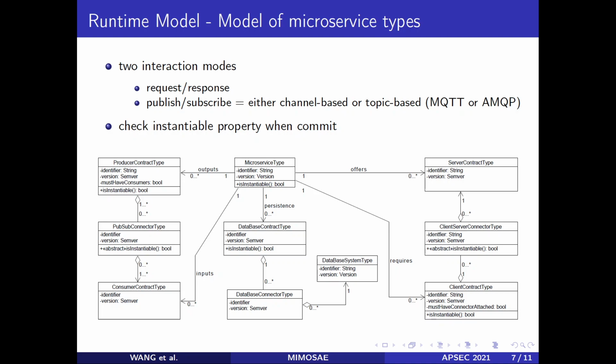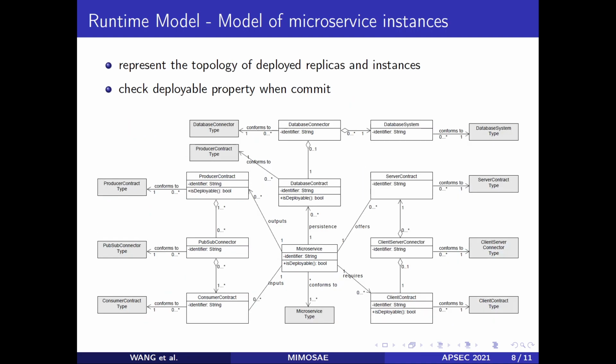With this model, every time types and versions are chosen by architects and the change of current configuration type is committed in the type model, the property of isInstantiable will check whether an instance model can be created that conforms to these types. Then, here you can see the model of instances. It captures the replicas of deployable elements of the managed system. Each instance conforms to a type in the type model. Similarly, whenever there are changes occurring in the current configuration, architects can check whether instances are deployable.